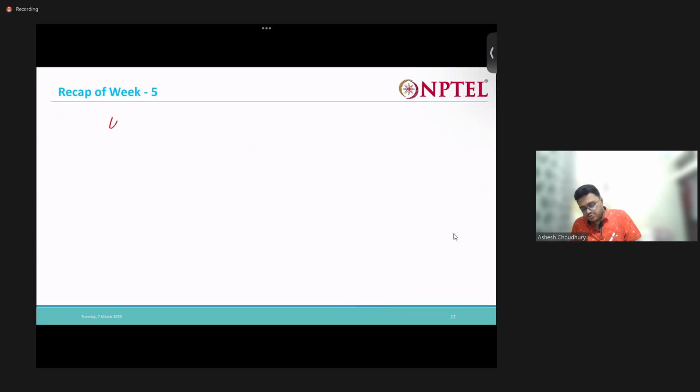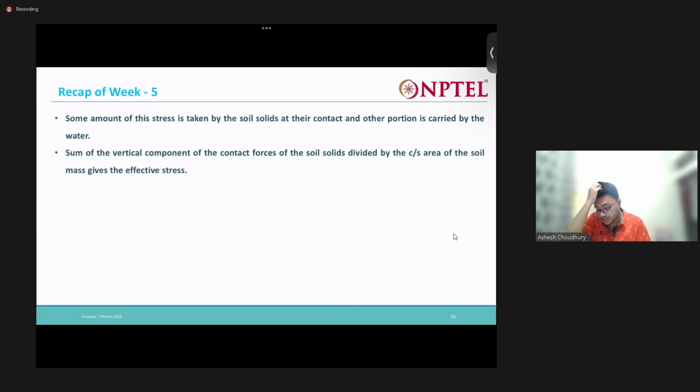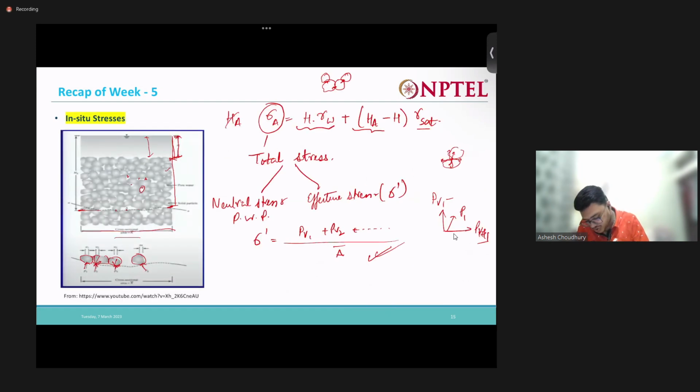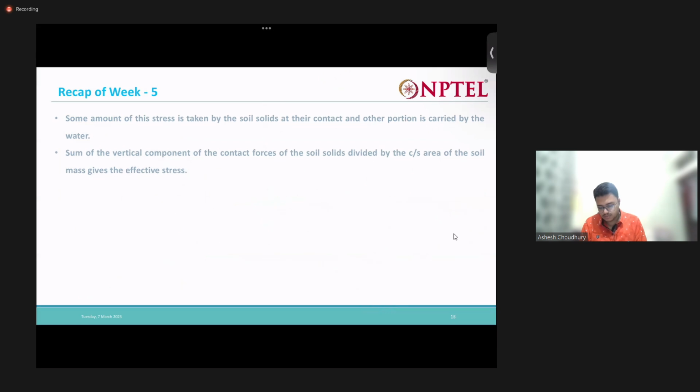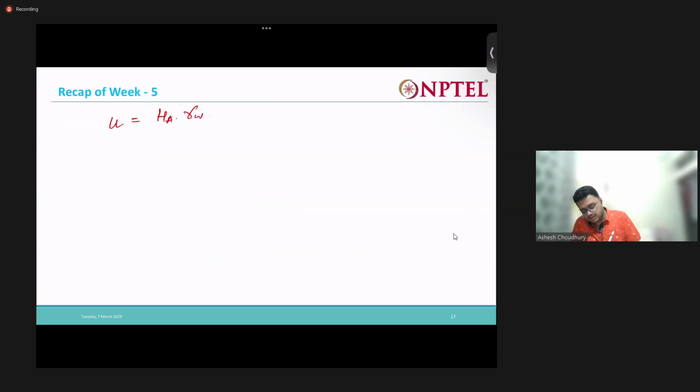So what is my U? U is nothing but HA into gamma W. If I go back to my image, what is my HA? It is this. That into gamma W will give me my pore water pressure.